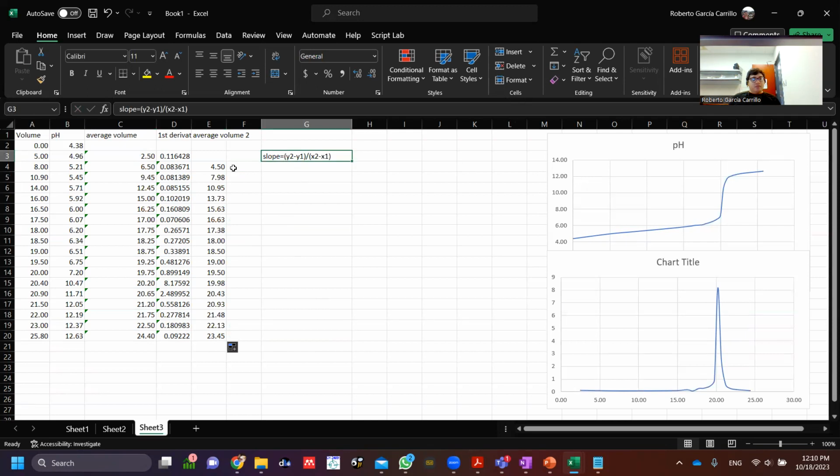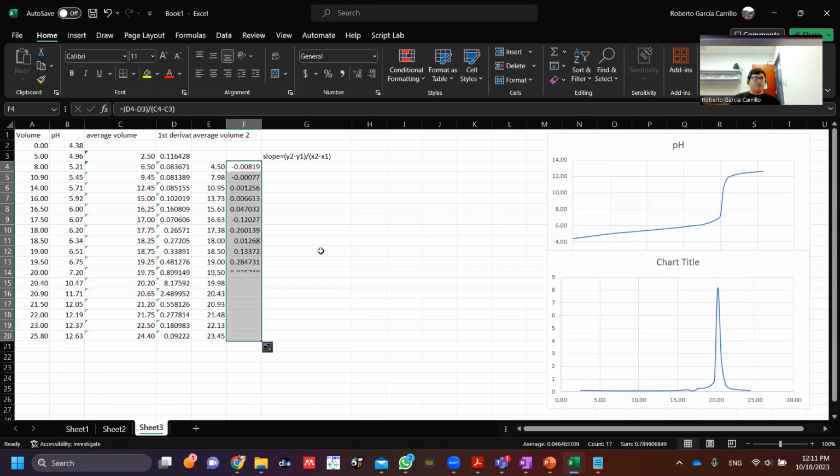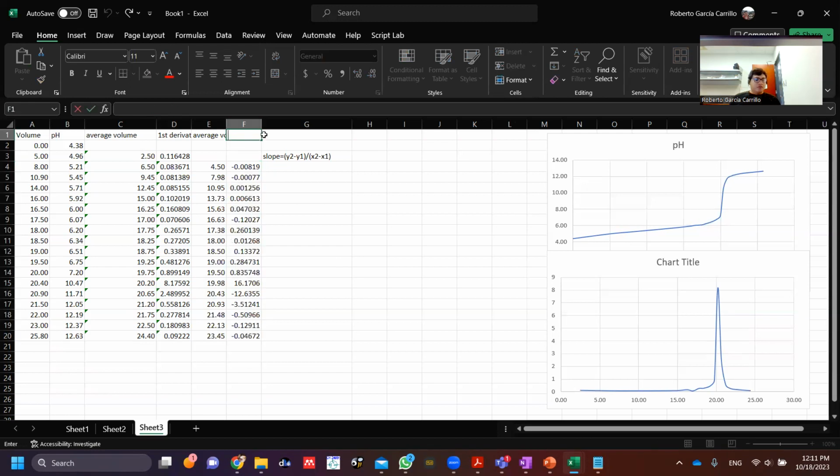Then we do, again, this formula for the slope, which is equal to the difference in y values, so open parentheses. Now the y values are the first derivative values, so y2 minus y1, close parentheses, divided by open parentheses, x2 minus x1, close parentheses, enter. Then we double click or drag down, and we have the values for the second derivative.